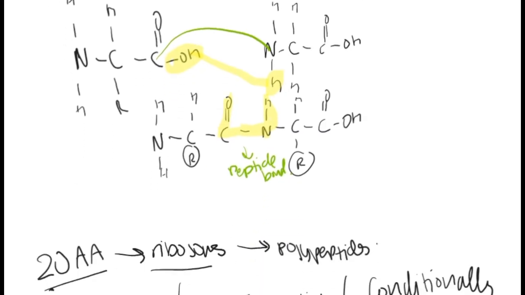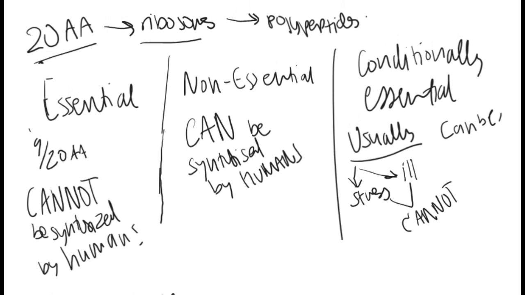Okay? Now, in our body, there are 20 amino acids, and they can be sorted in 3 different ways. So, in our body, there are 20 amino acids that can be used by ribosomes to make polypeptides, okay, and synthesized by ribosomes. So, basically, they're essential, non-essential, or conditionally essential, okay? And the key difference between these is if they can or cannot be synthesized by humans, okay? So I'm only speaking in the context of humans.